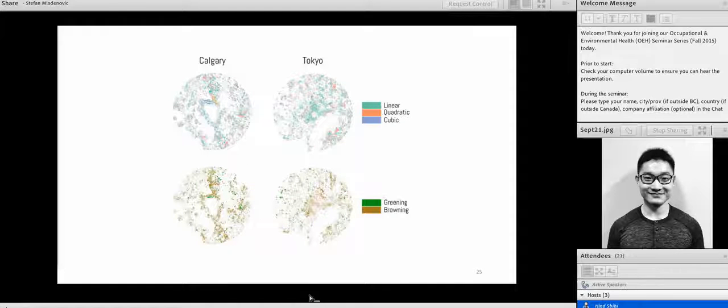Those are the two examples I made. One is for Calgary. Anyone from Calgary? Alberta? Anyone from Tokyo? No? Okay. In these maps, each pixel, what is a pixel? It's the smallest unit, picture element. Every pixel has a number, and that number represents which model is the best to explain the relationship between urban greenness and city brightness.